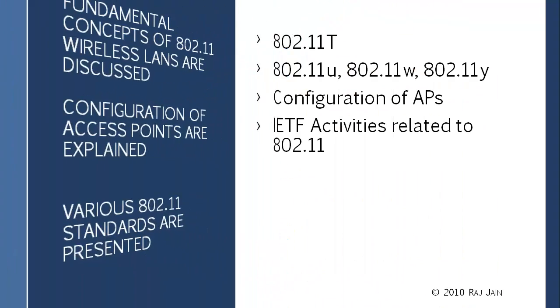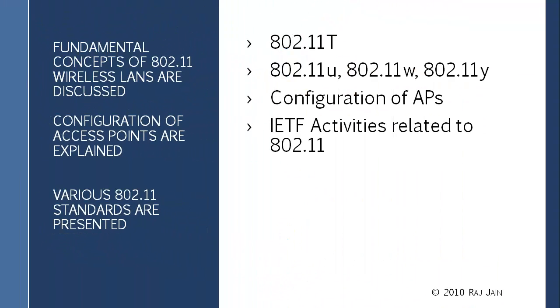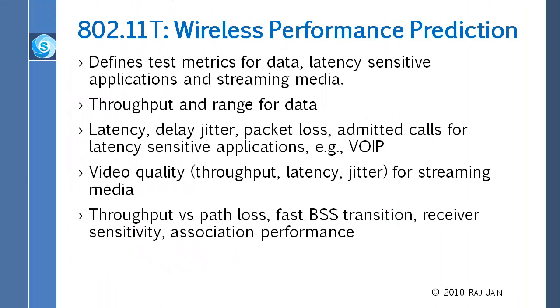11T is basically for performance. How do you measure the performance of different things? In particular, it defines the metrics for data, latency, application, and streaming media. So you can say, well, for video or for data, what is the delay, what is the throughput, how you measure it. So the latency, delay jitter, packet loss, and the probability of admission, all of these things are defined in that. So this is basically a performance standard which defines these metrics so that everybody measures the same way.